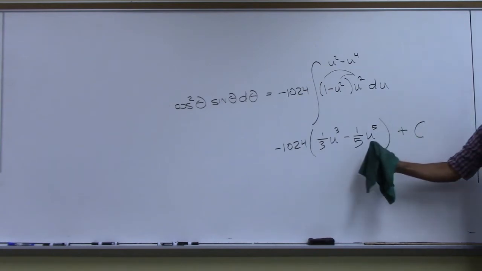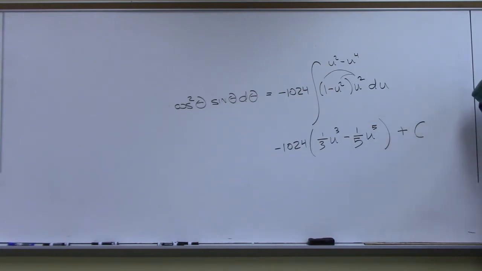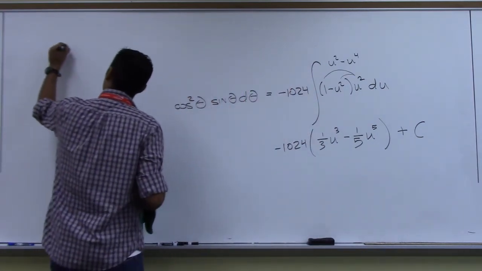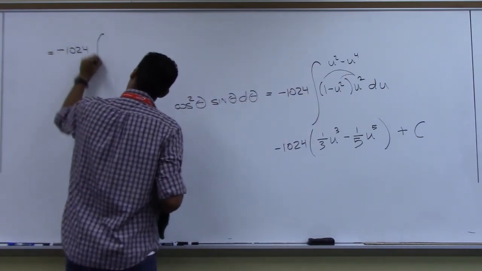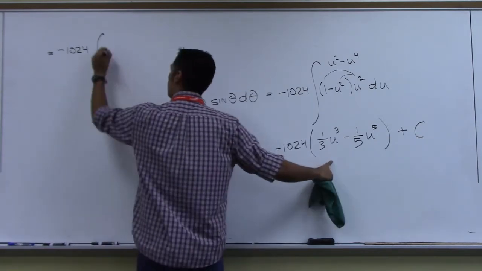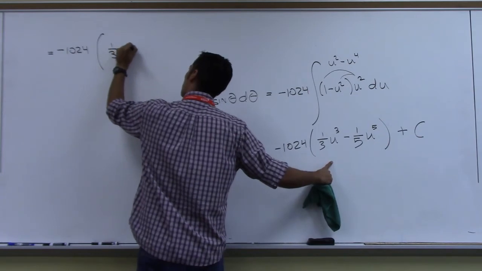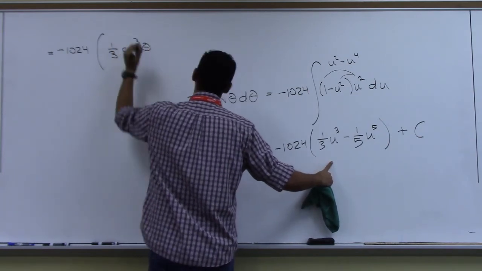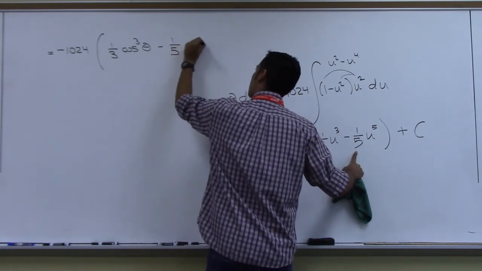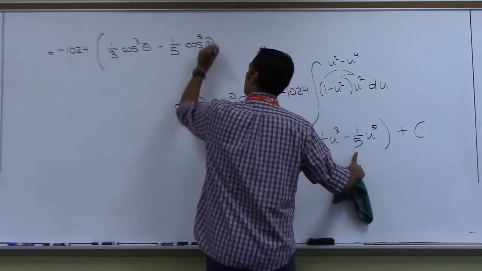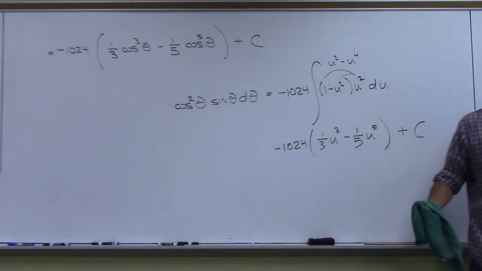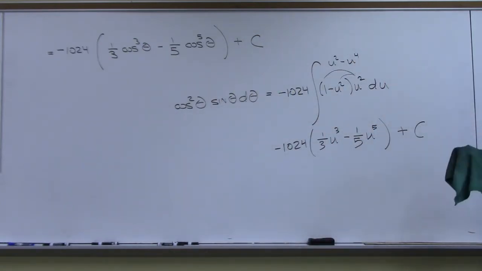All right, so let's go back now. I'm going to leave the negative 1024 out there. This is equal to negative 1024. All right, what was u? Because I forgot. Was cosine? Okay, so I've got 1/3 cosine theta cubed, and then minus 1/5 cosine theta to the fifth, plus a constant. So I'm back to theta. Now I need to go back to x.